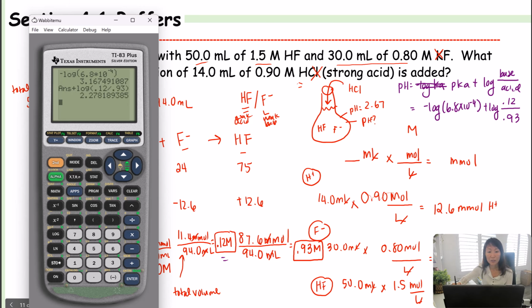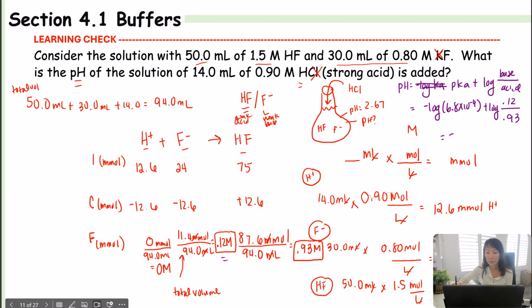That will give me 2.28. That's my new pH. So what does this tell me right here?